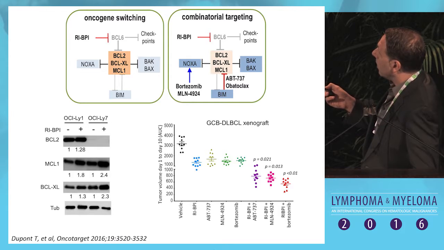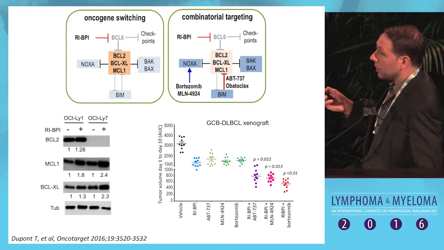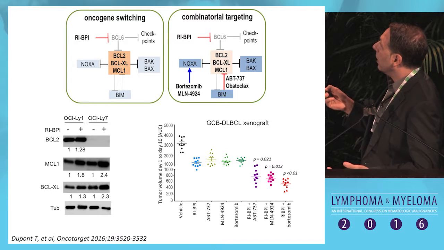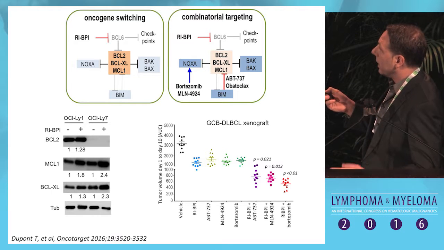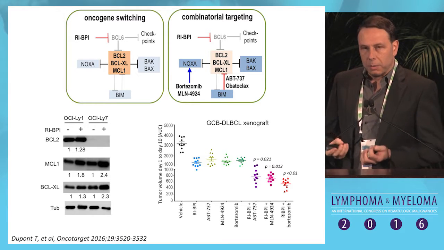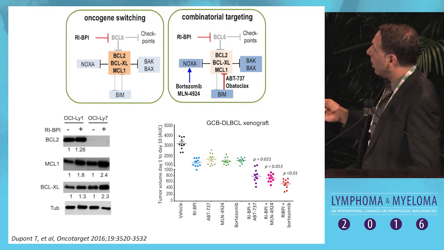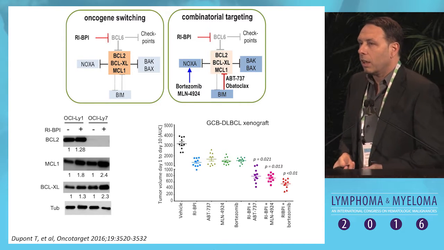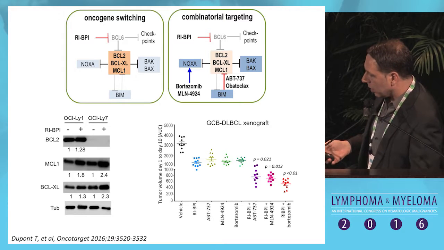Like here, represented by ABT737 or obatoclax, or you can increase the natural inhibitors of the BCL2 pathway, like using bortezomib or an HDAC inhibitor. So it's a combination of different therapies, targeting different oncogenes, that results in general in a higher anti-lymphoma effect than each drug alone. But there's a limitation on how many oncogenes you can target. As I showed before, there is no way to target, for example, MYC and so on.